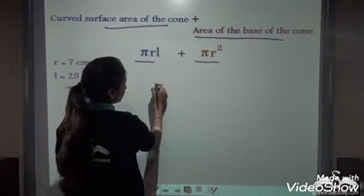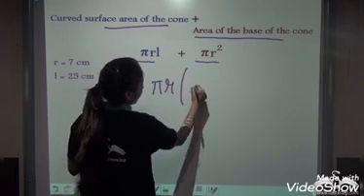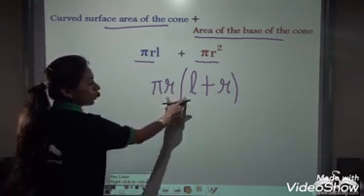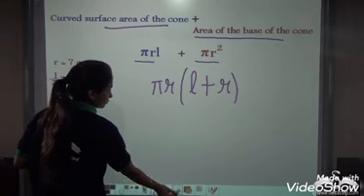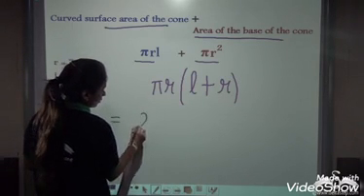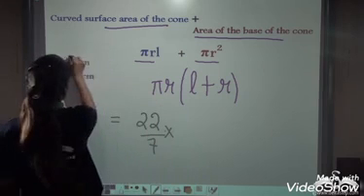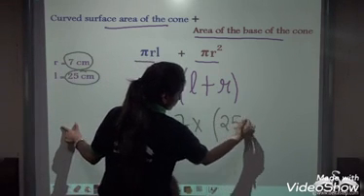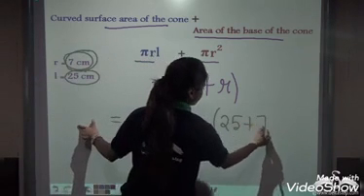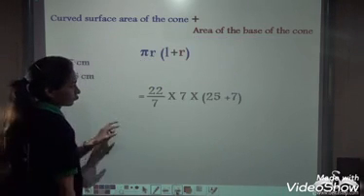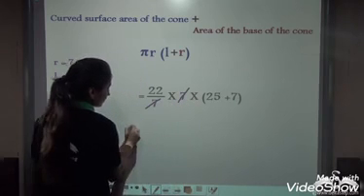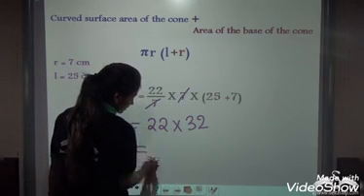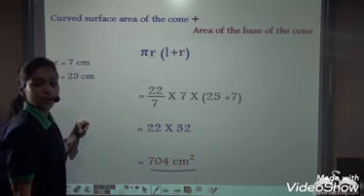Well, we can simplify this formula further. Pi r taken as common, we get L plus r. So now let us put these dimensions into this formula to find out the total surface area of our cone. Pi is 22 by 7 into r is here 7 centimeter into L is 25 centimeter plus r again, that is 7 centimeter. So now let's solve this further. 7 gets cancelled and we get 22 into 25 plus 7 gives us 32. Or this gives us 704 centimeter square.